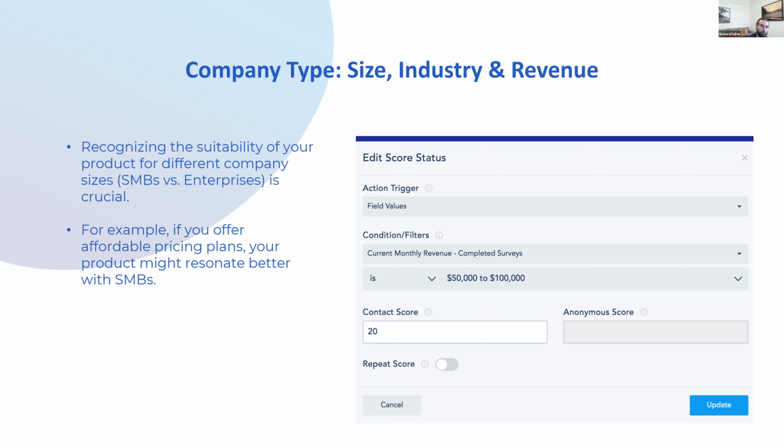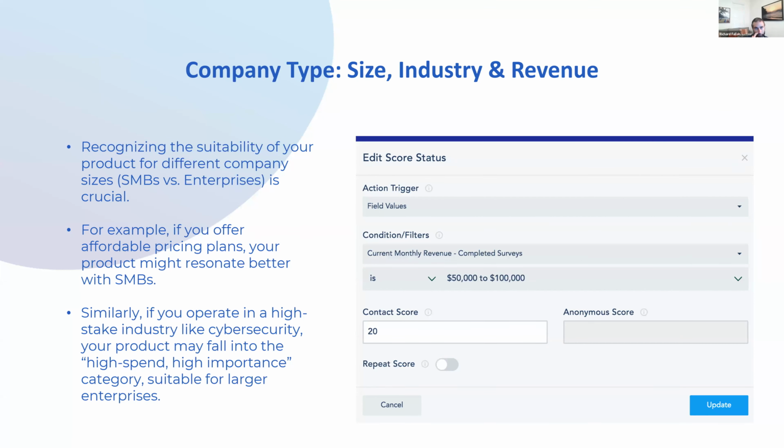Not to mention, if you're targeting SMBs or enterprise and you want to add higher scores accordingly, these are usually collected upon filling out the form. Okay. So this is based on the size of the company, the industry, and the revenue. I think this is just self-explanatory.